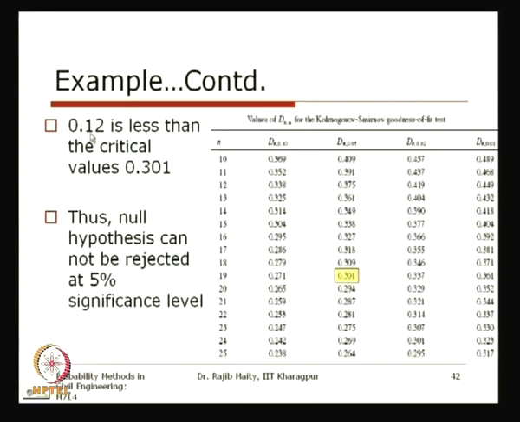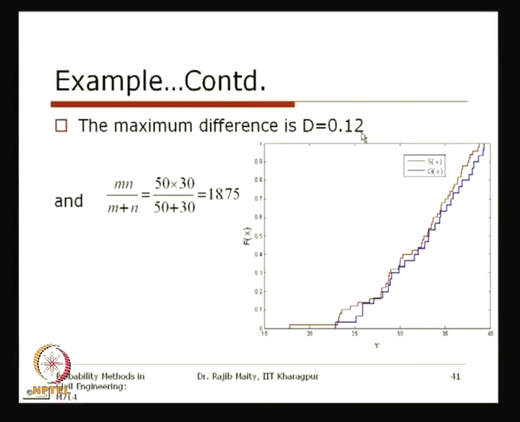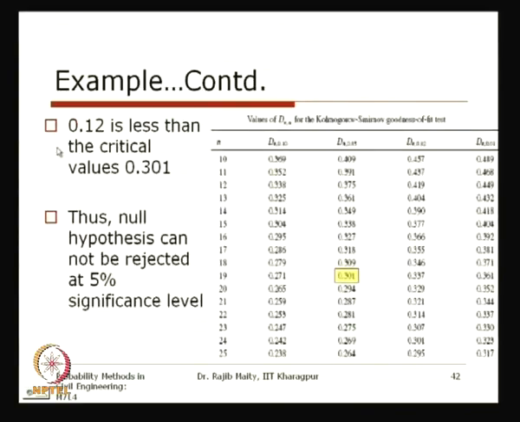So 0.12, the maximum difference that we got here, is less than the critical value, the critical value of 0.301, which I have seen from this table. Thus the null hypothesis cannot be rejected at the 5% significance level. That means both the samples are basically from the same population. So what the supplier has claimed, that the second sample is superior to the first one, is not valid, at least at this 5% significance level.